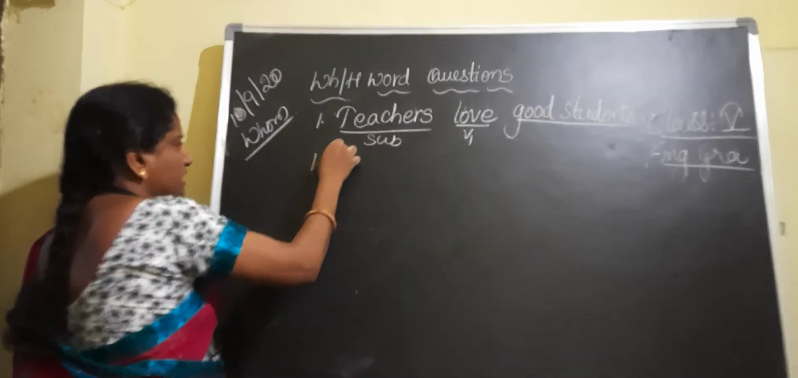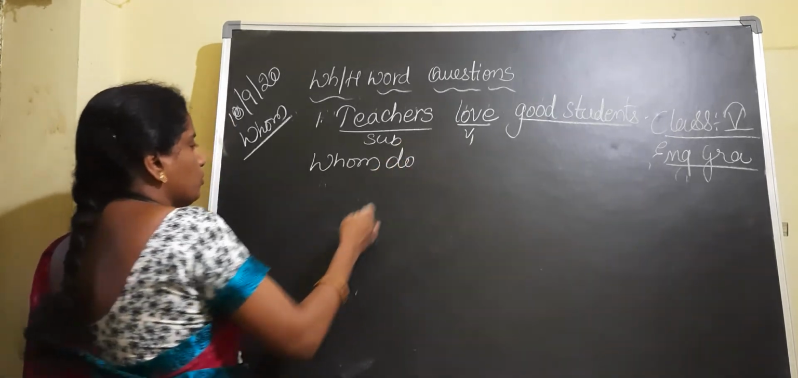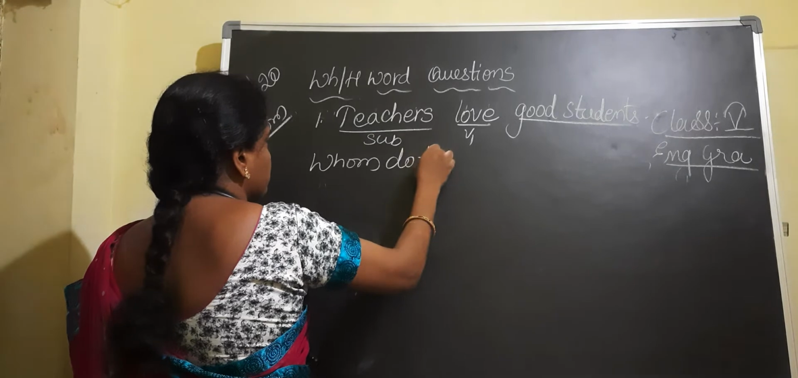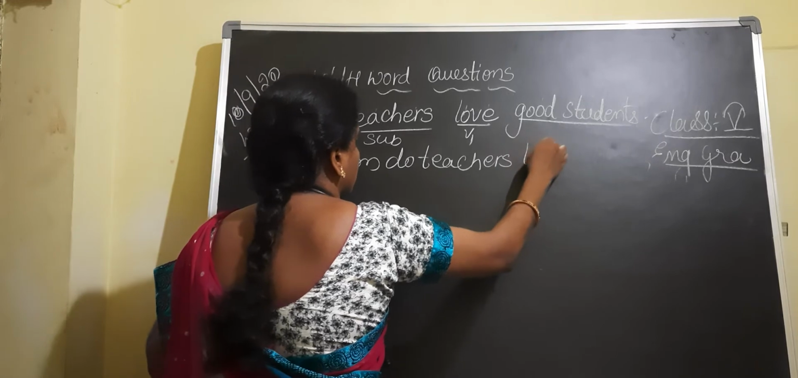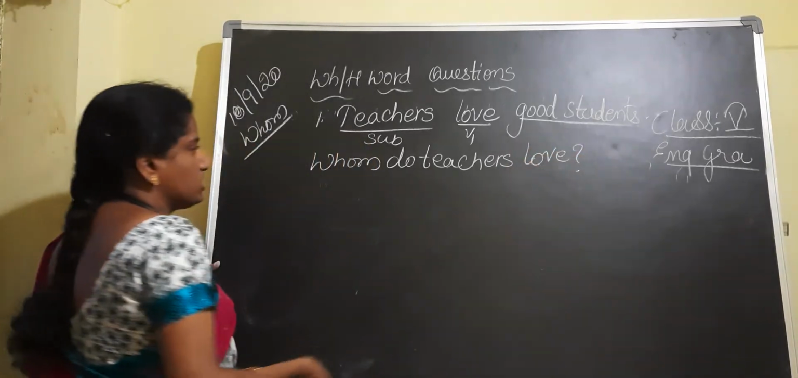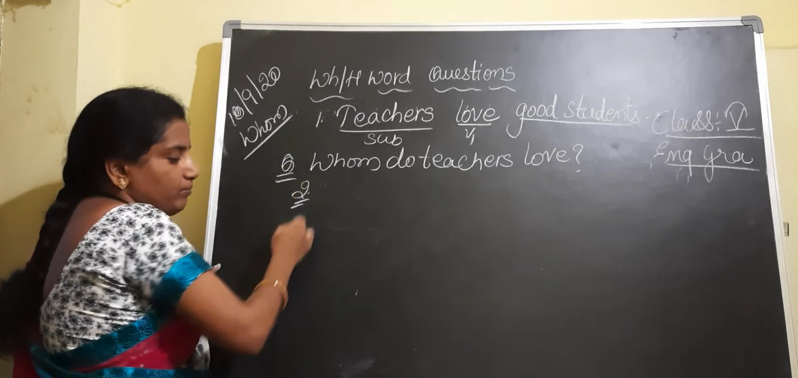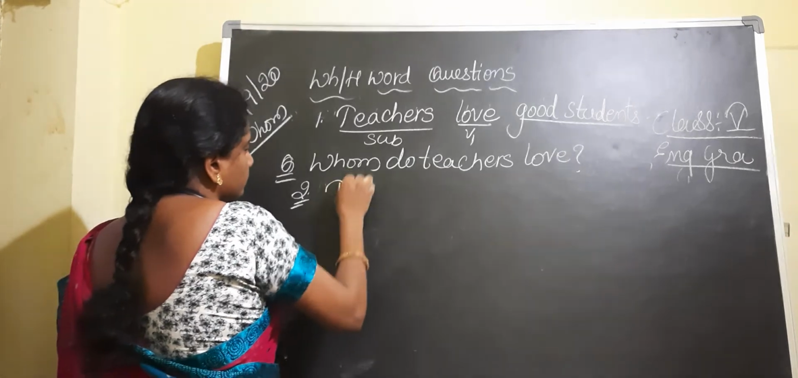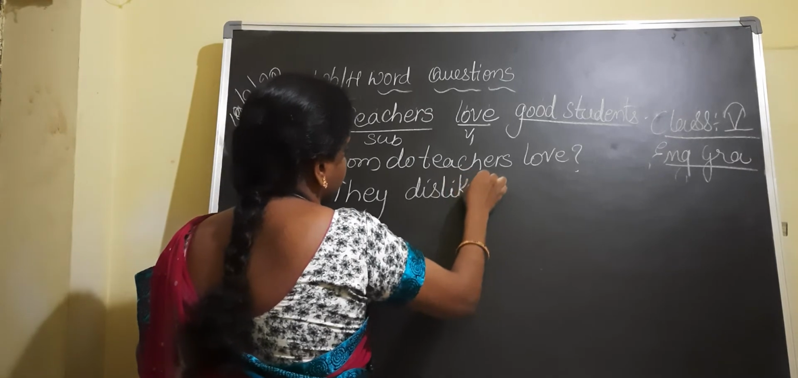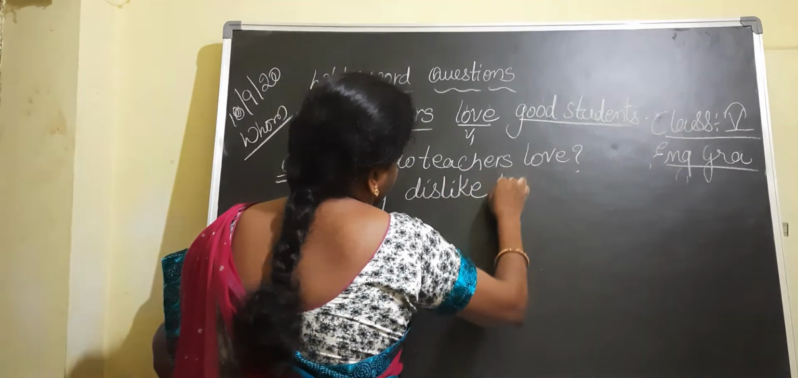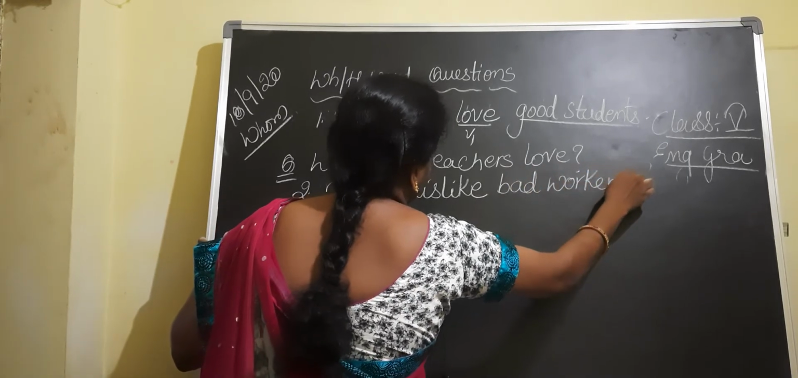So whom you write first according to the structure. If V1, then we have to write do. Okay, we have to write do. Whom do teachers love? This is the question form of the statement. Whom do teachers love? Coming to the second statement, children: they dislike bad workers. This is the statement given to you, children.